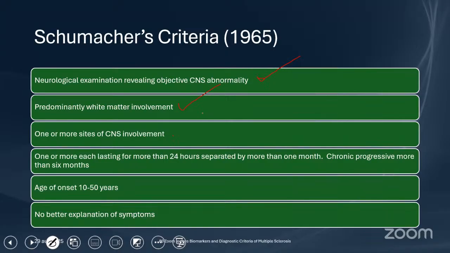One or more episodes, each lasting for more than 24 hours, separated by more than 1 month, or chronic progressive for more than 6 months. Age of onset 10 to 50 years. He thought that after 50 years, MS is less common. So there should be no better explanation of the symptoms. These are Schumacher's criteria of 1965.